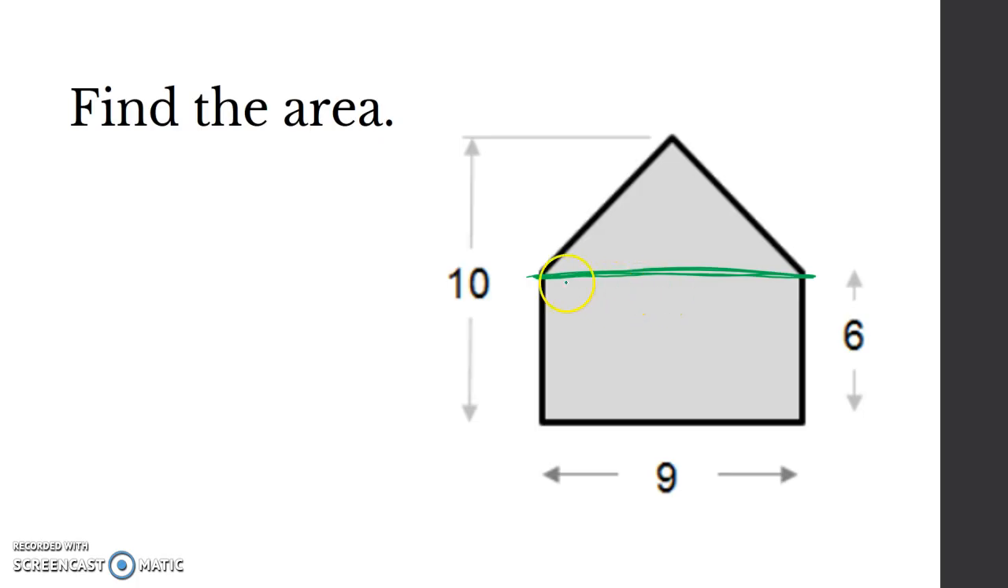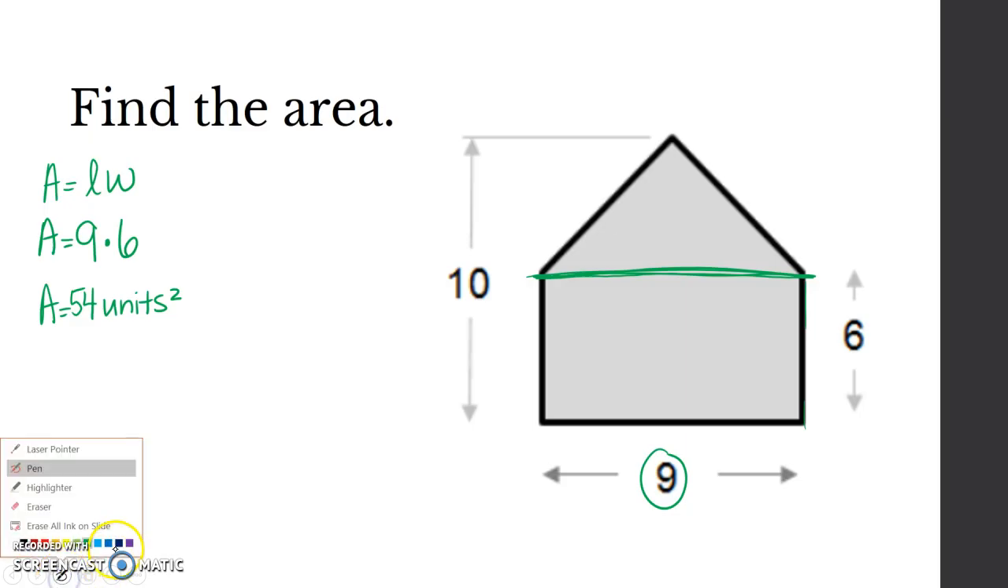So for this one, I'm going to start with the rectangle. We're actually given all the information we need for that rectangle. We've got area equals length times width again. The length of this rectangle is 9, and the width is going to be 6 here. So we get 54. And since we don't have any label, we're going to use units. So 54 units squared. Now what we need to figure out is the area of this triangle.